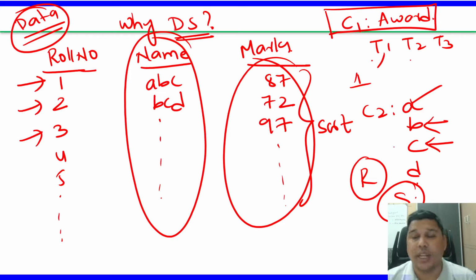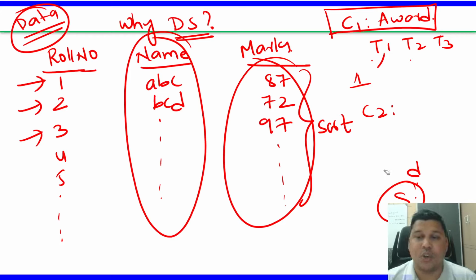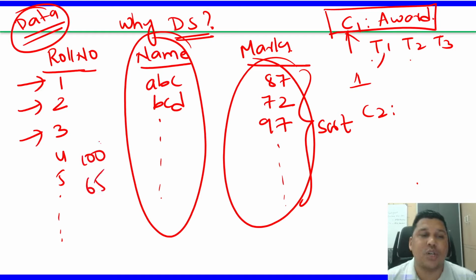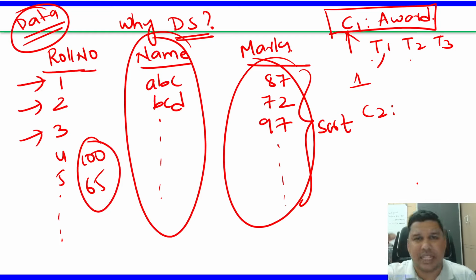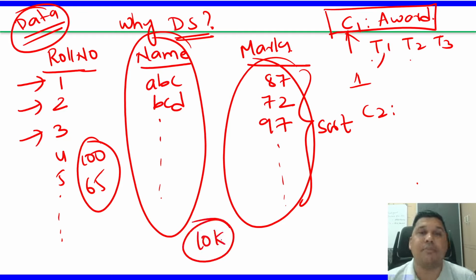Again, why do you think? Maybe you may have answered criteria 1. See, giving an award: if the student list was just maybe 100 students in a class or 65 students in a class, by manually seeing you can find out who is the highest scorer. But what if I have a 10,000 students list with me? In that I have to find out who is the highest scorer. It is time consuming for me. That's why I am going for sorting.